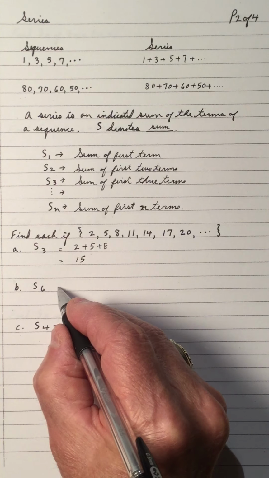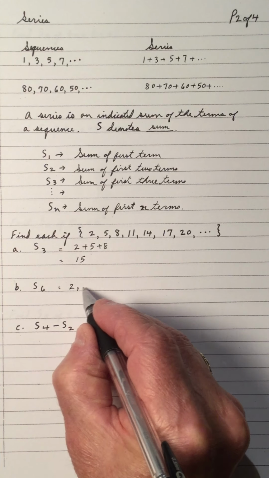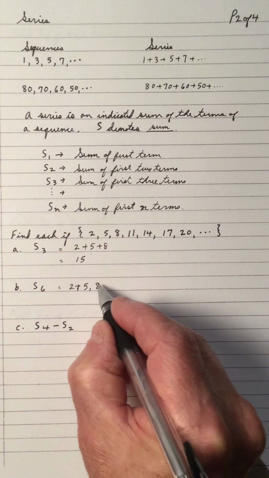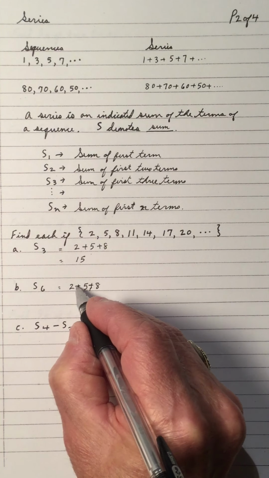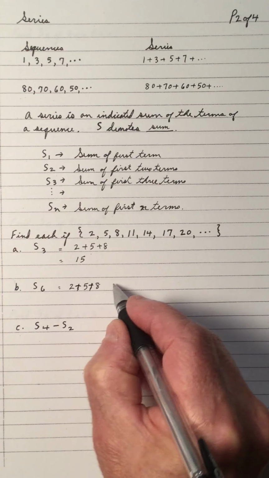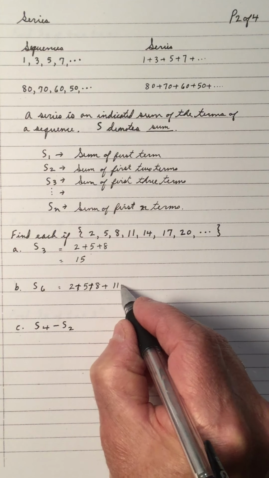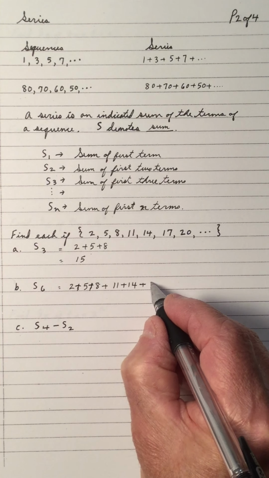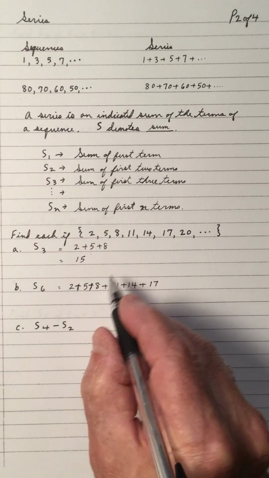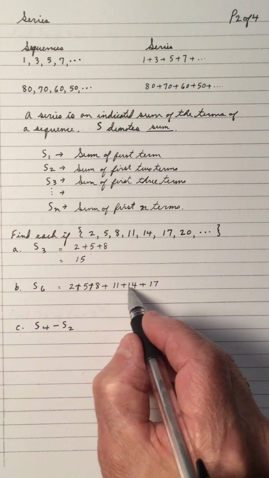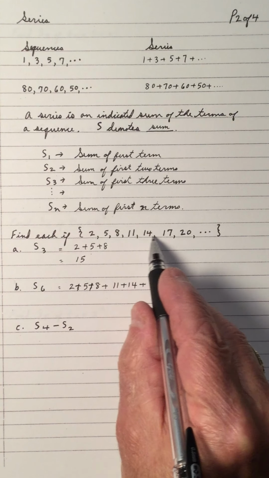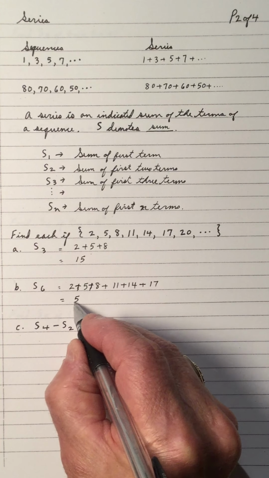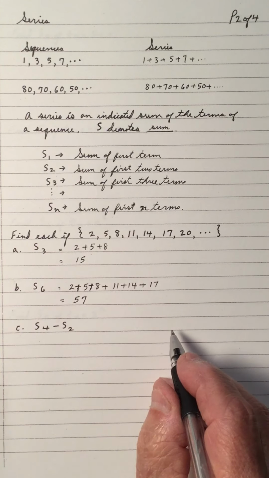S6 is the sum of the first six. 2, 5, oh, I better put a plus. Sum means add. Better not put commas. 2 plus 5 plus 8 plus 11 plus 14 plus 17. So 1, 2, 3, 4, 5, 6. So there's the first six right there, up to our 17. And if you add all of them up, you'll get 57.